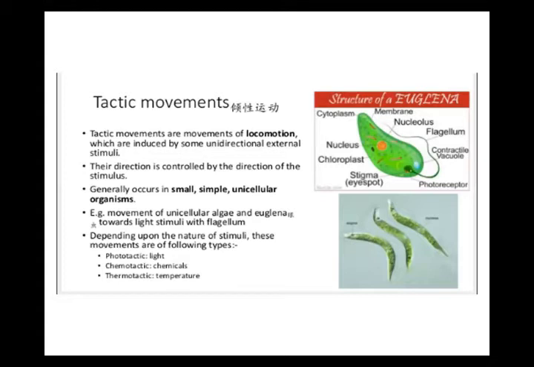Photo means light. If the light is not suitable for the small animal, unicellular organism or plant, they move away from the light. Likewise, some chemicals are harmful for the plants, so they move from one place to another. Thermotactic is related to temperature. If the temperature is not suitable for the small plants, they move, and all these plants are present inside the water.